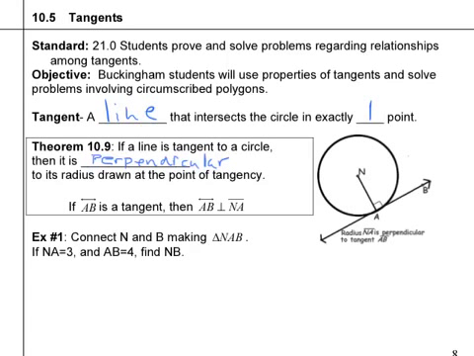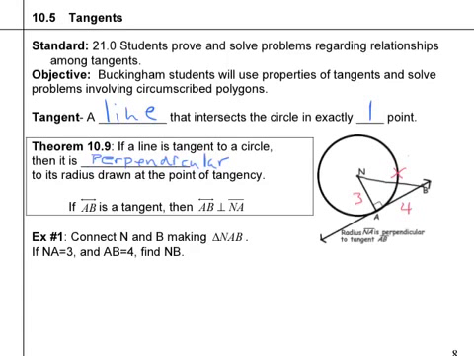So now that we know that, let's take a look at this first example. They say connect N and B, making triangle NAB. Let's do that. I'm going to sketch this little line right there. And now, sure enough, we have triangle NAB. It says if NA is 3, so let's make this 3, and AB is 4, we're going to find this distance of NB, and let's call it X. So we have a right triangle with a side 3 and a side 4. Hopefully right away you're seeing, hey, that's a Pythagorean triple, 3, 4, 5.